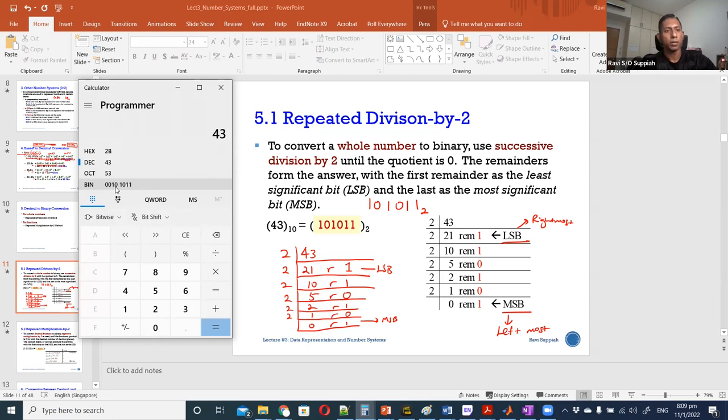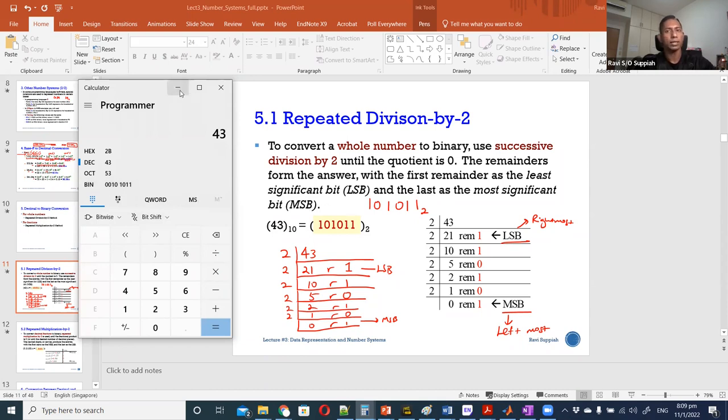The reason is because it always gives you answers in multiples of 4 bits. That is why you see the additional two zeros in front. But additional zeros in front have no impact on the value, so we just need to worry about the first one that you see. So the answer is the same. You can always use your calculator to get the value.